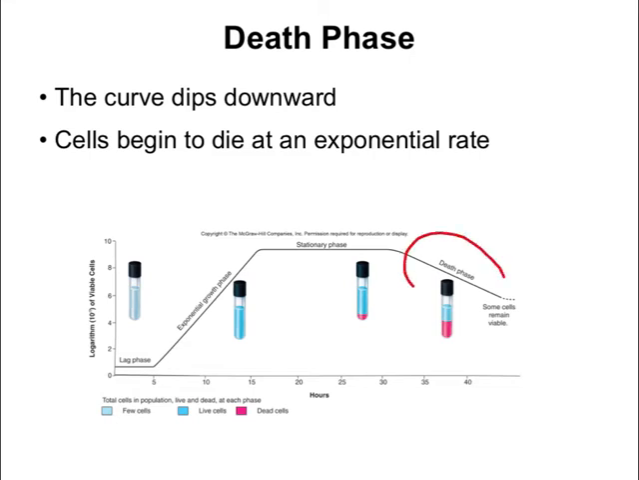This is where the curve dips down steeply. Cells begin to die at an exponential rate, and so we'll return down to the lag phase. And if the environment becomes favorable again and more nutrients are provided, the cycle will continue. If not, if we're just growing it in a petri dish, then we end up in the death phase and all the nutrients are gone and there's toxicity there, so the cycle ends.